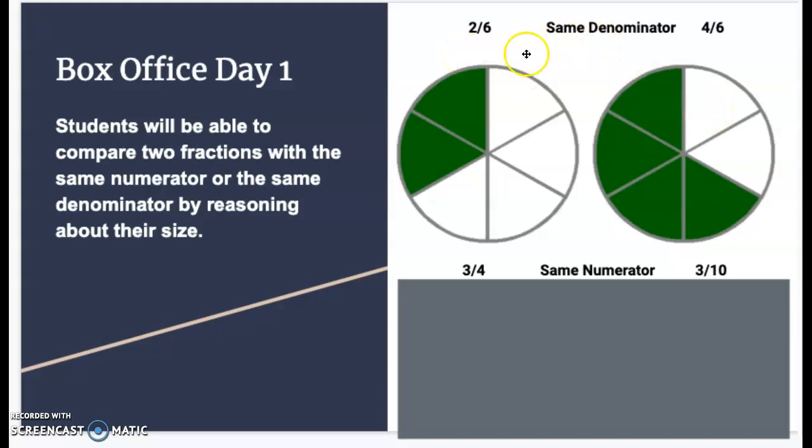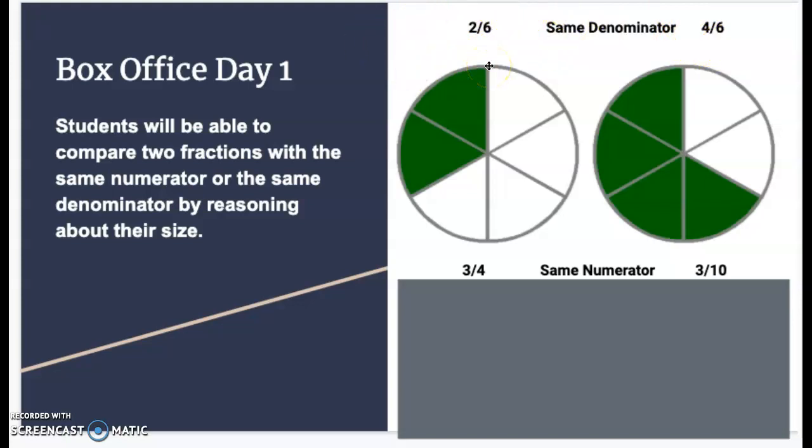So we can compare fractions with the same denominator by knowing that the whole is broken into the same amount of pieces, and whatever number is the bigger numerator is the larger fraction because the denominator is the same. So 4 is the larger numerator, 4 is larger than 2, therefore 4/6 is greater than 2/6.